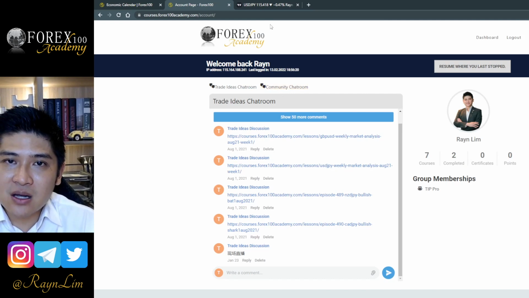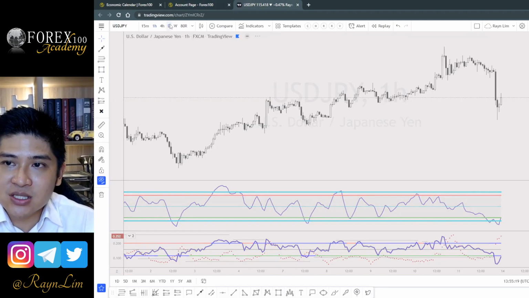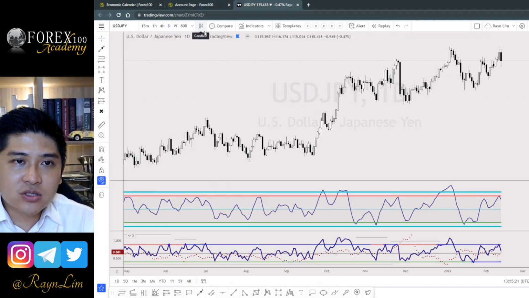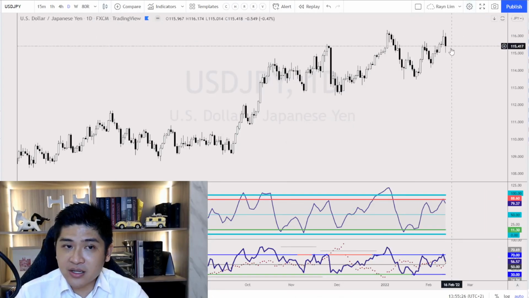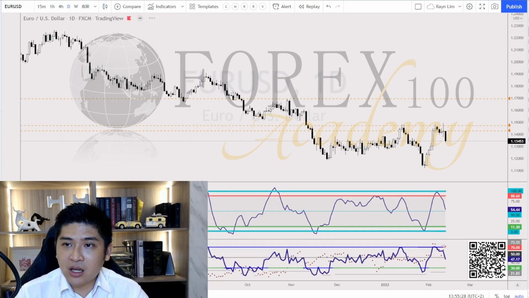All right, so back to our daily chart. Let me share with you something that is interesting. Daily chart on the market close, dollar yen. What we see over here, a bearish candle, isn't it? Look at euro dollar. Doesn't it look similar?